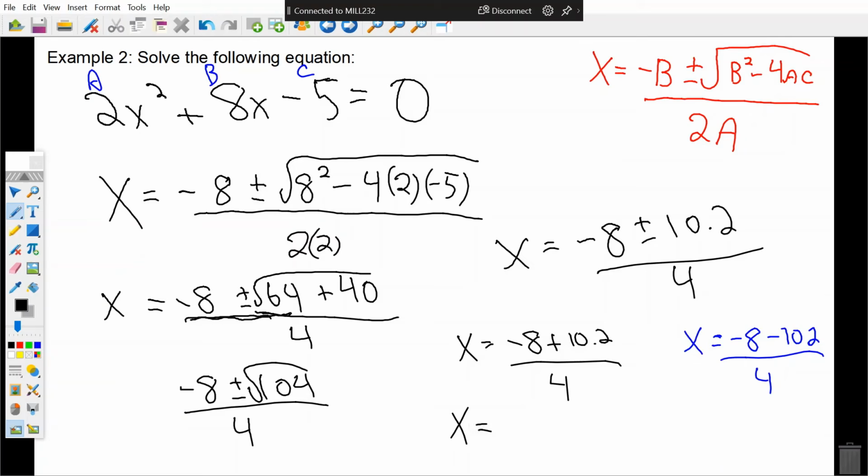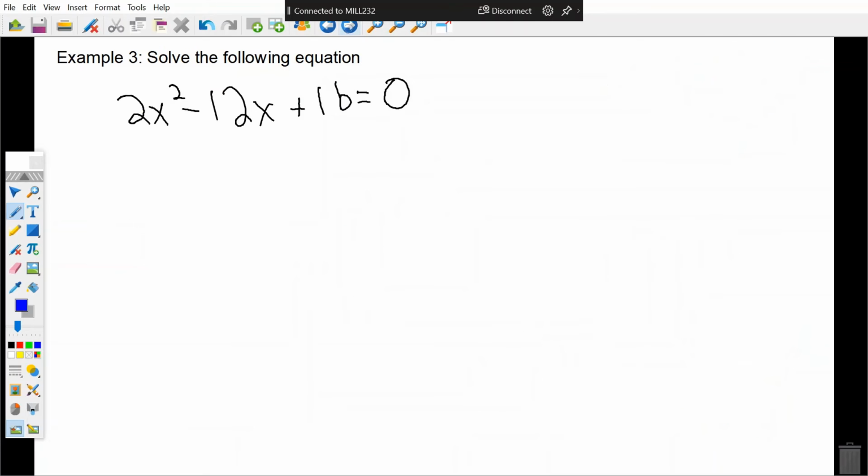For the first one, you got an x value of 0.55, approximately, of course. And then for the second one, -8 minus 10.2 divided by 4 is x equals -4.55. So, obviously it's more fun when that number under the square root is a perfect square, but if it's not, we're still able to solve it. Okay? Let's do one more before we end here.